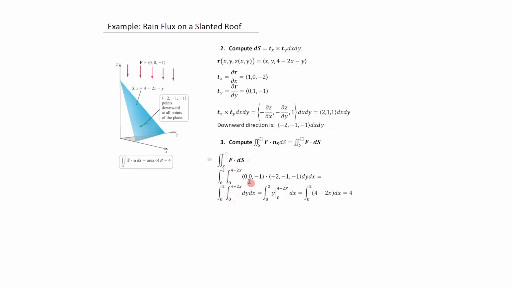So if you perform the dot product, you get a 0 contribution for the first term, 0 for the second, and the last one will give you 1. So that means dy dx. That's why you end up with this. And the rest is just a matter of taking the integration to its conclusion, and the result is the flux being 4.